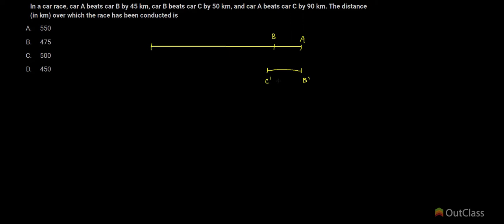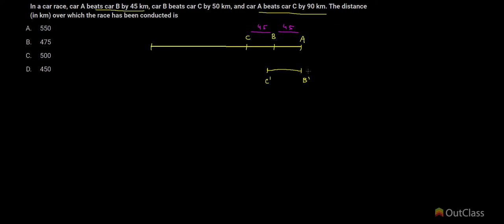I'll call it B dash and C dash. But it's also given that A beats C by 90, which is again the first and the third are two states that happen at the same instant. That is the instant at which A finishes. So then C is 90 behind A, which also means it is 45 behind B. This is how you want to look at this. B is 45 ahead of C at the moment when B is 45 behind the finish line.